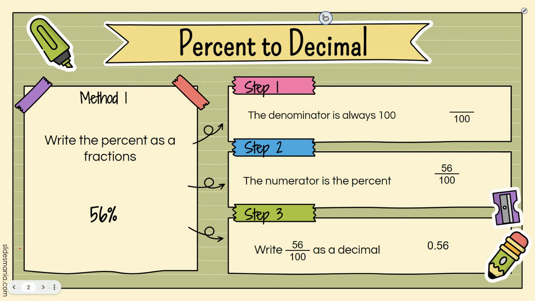Yes, Mason. Denominator of a percent will always be 100. When we're talking about percent, it's always out of 100.